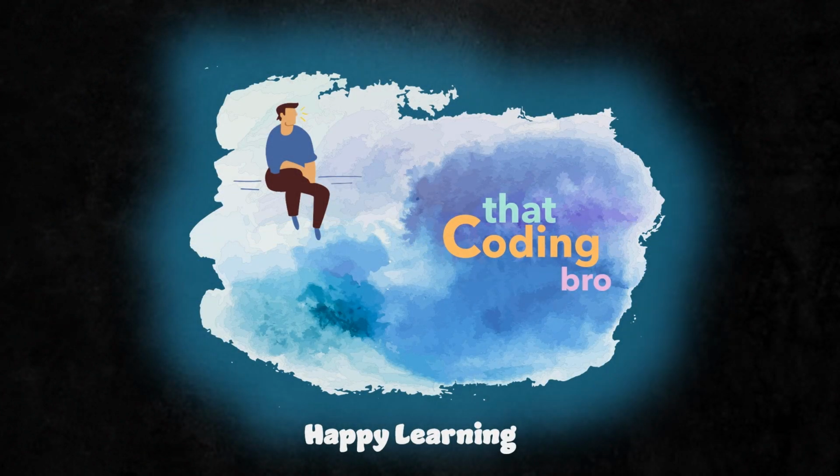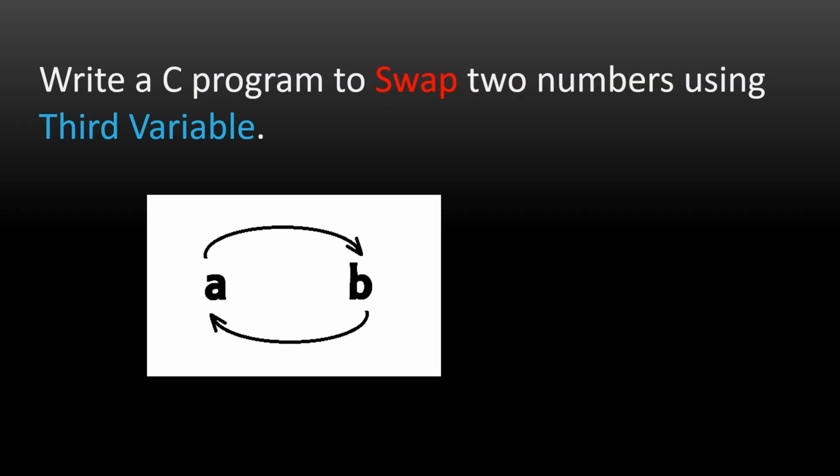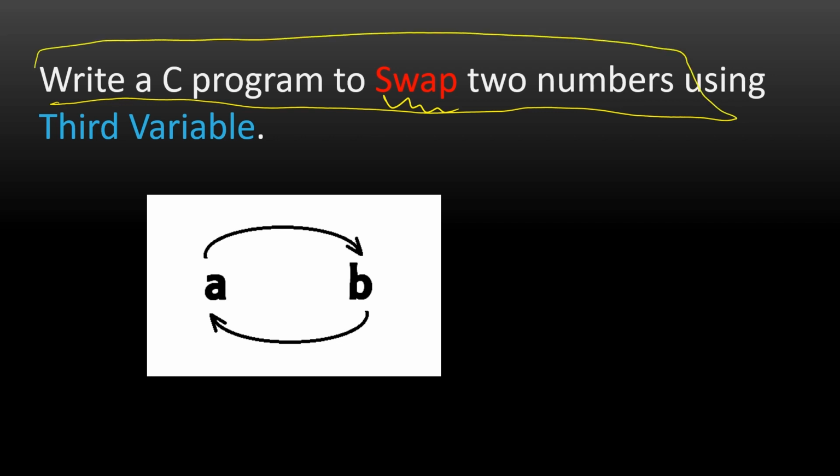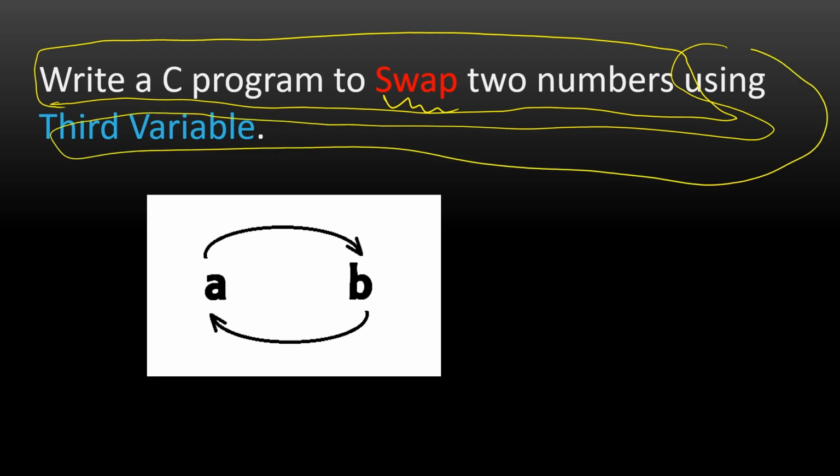Now let's begin our today's question. Today's question is: write a C program to swap two numbers using a third variable. Or you can read the question up to here: write a C program to swap two numbers. This is an extra part; it is also fine. Without this part also fine. Same question.